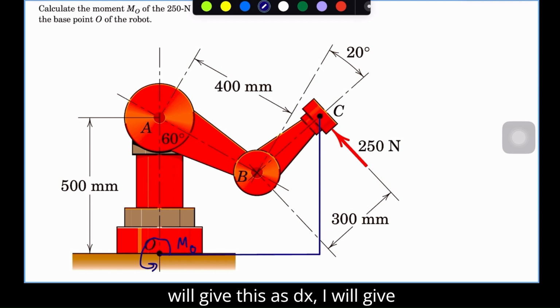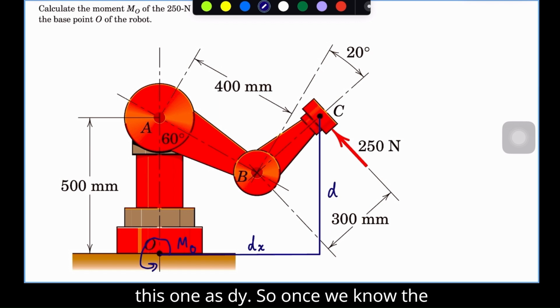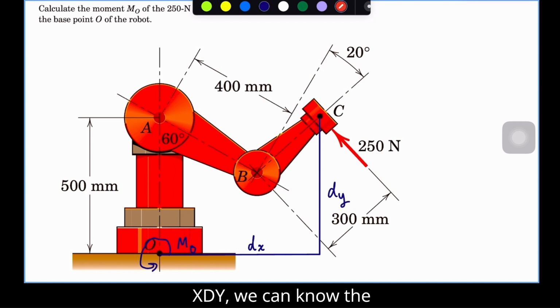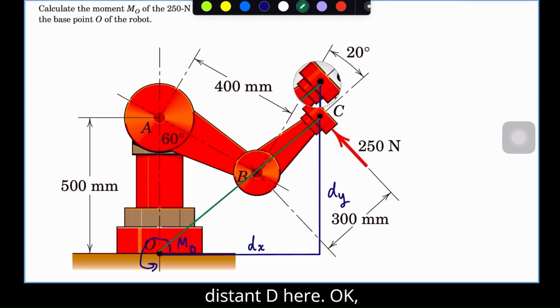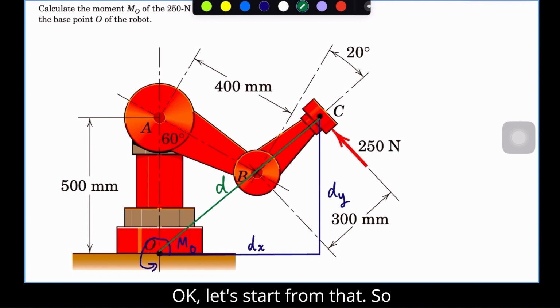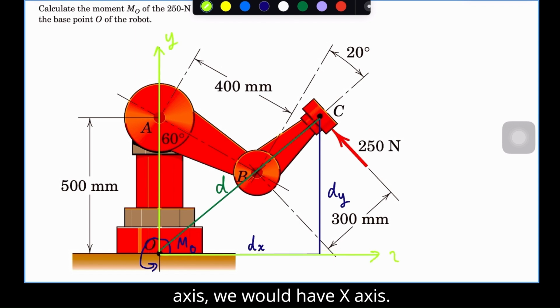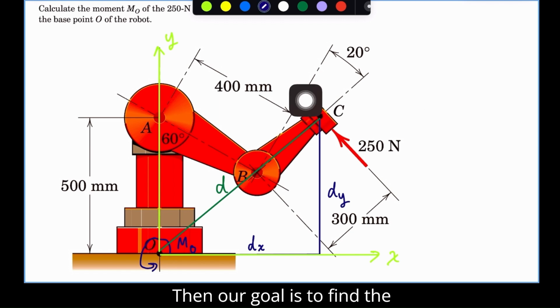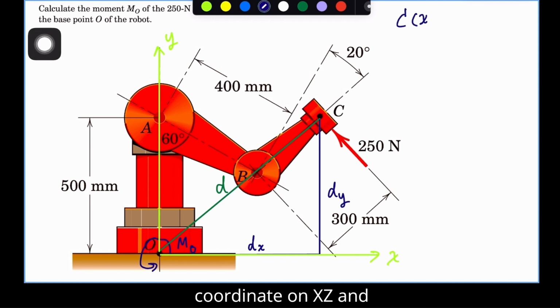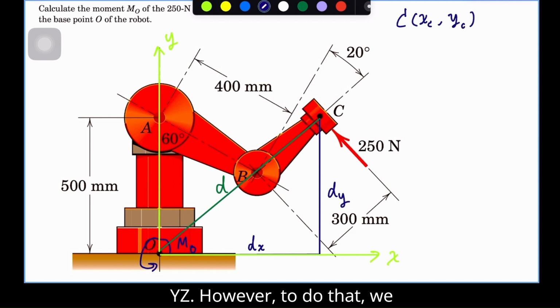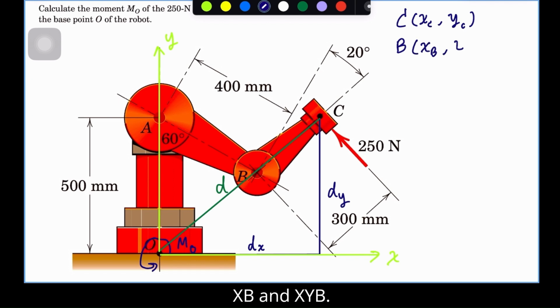I will call this dx and this one dy. Once we know dx and dy, we can know the distance d here. Okay, let's start from that. If we set point O as the origin, then we will have a y-axis and an x-axis. Our goal is to find the coordinates of C, xc and yc. However, to do that, we first need to determine xb and yb.